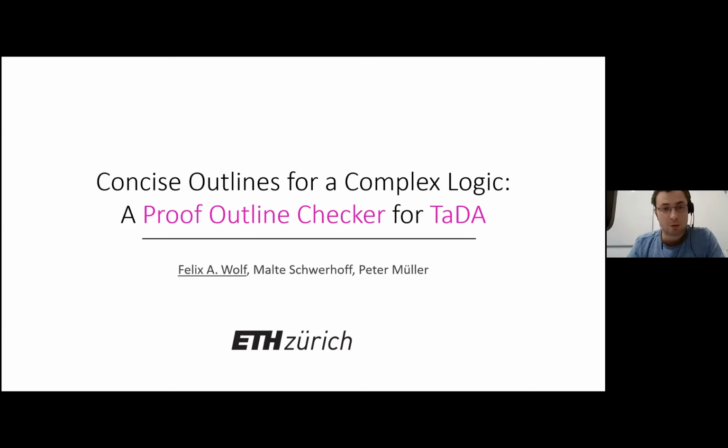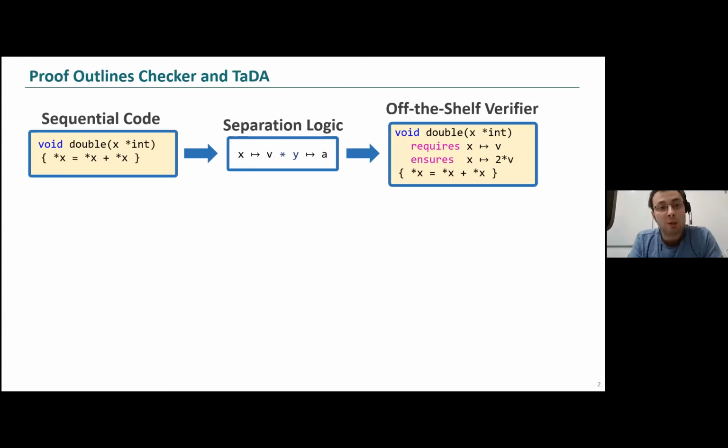So I already said, I'm Felix Wolf, and this is joint work with Malte Schwerhoff and Peter Müller. So let's get right into the topic. We're in the context of program verification. So for sequential code, this can often look as follows. We have some code that we want to verify. We formulate a specification in some standard separation logic. And then we use an off-the-shelf verifier which automates the standard separation logic, such as Dafny, Viper, VeriFast, Grasshopper. And we use this verifier to then show that the code actually satisfies the specification.